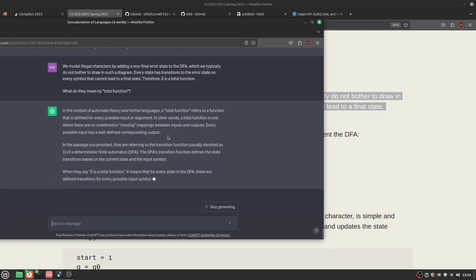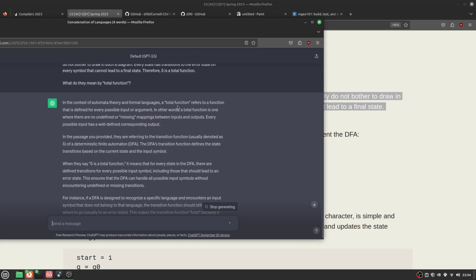In the context of automata theory and formal languages, a total function refers to a function that is defined for every possible input or argument. In other words, a total function is one where there are no undefined or missing mappings between inputs and outputs. Every possible input has a well-defined corresponding output.